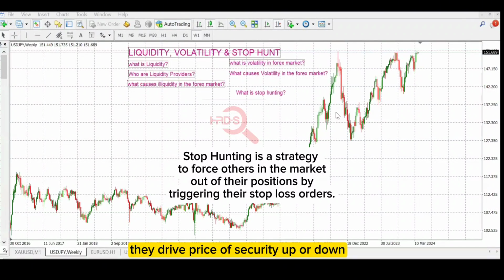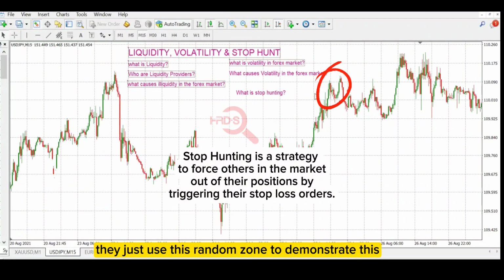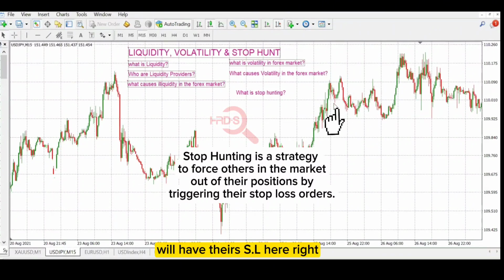They drive the price of a security up or down to where a significant number of traders, in this case retailers, are expected to have set their stop loss orders. Let me show you from this chart. Look at this zone. Let's just use this random zone to demonstrate this. Anyone who entered this buy here will have their SL here, right?